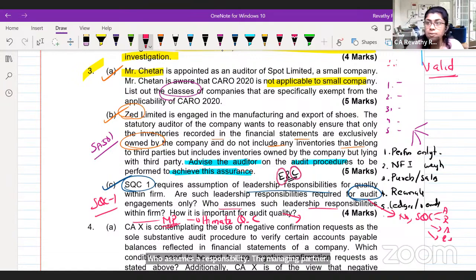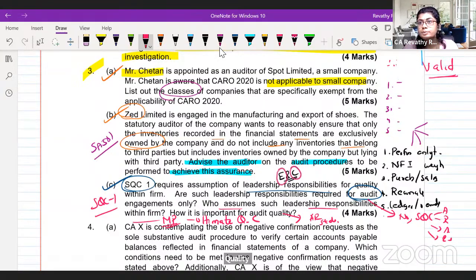Now, third question: how is quality control important? Unless you maintain quality control, your audit report will not be appropriate. You won't be meeting the standards. So the leader should be the person who is responsible. There should be a quality control mechanism. The leader has to guide the team.